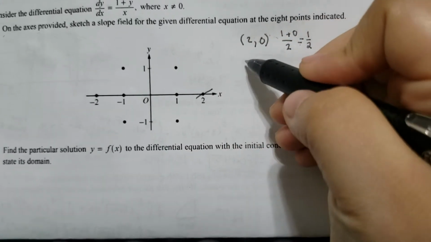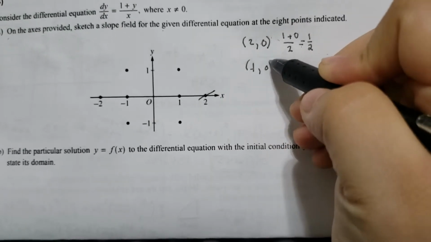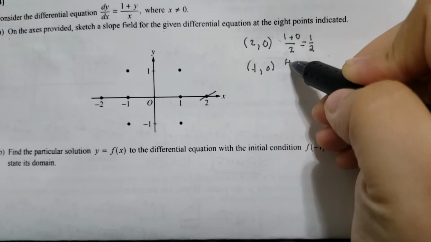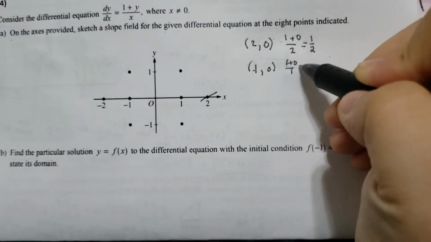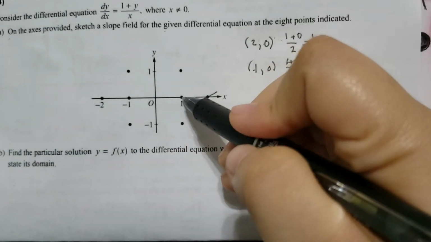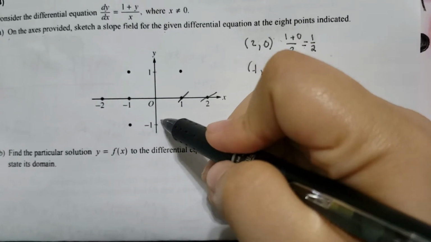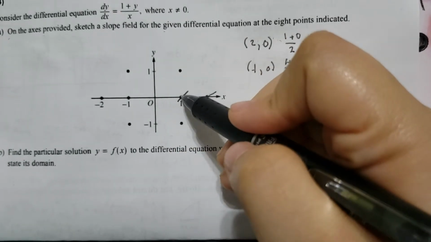The next point, x is 1, y is 0. Slope is 1 plus 0 over 1, which is 1. So this slope should be a little bit sharper or steeper. You can think about going this way.